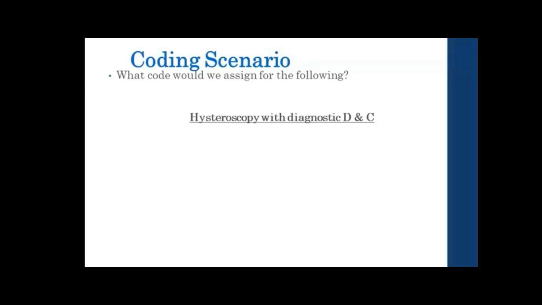And what about for our qualifier? Are we going to pick X or Z? We're going to pick X for diagnostic, right? The scenario tells us hysteroscopy with diagnostic D&C, meaning they're cutting the tissue away to look at it. They want to diagnose that tissue. So we're going to pick X for diagnostic. So our code is 0UDB8ZX.